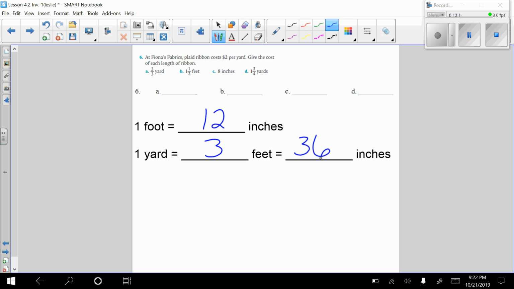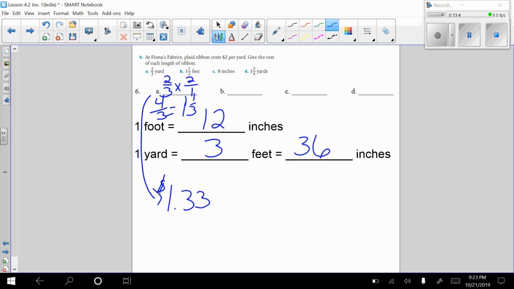The first one says I need to buy 2/3 of a yard. I'm going to take 2/3 and multiply it by $2. Again, put it over 1. That's going to give me 4/3. Well, to simplify, I end up with 1 1/3. How much money is 1 1/3? Well, 1/3 of $1 is about 33 cents. So we're going to say that A is going to cost me $1.33 for 2/3 of a yard.